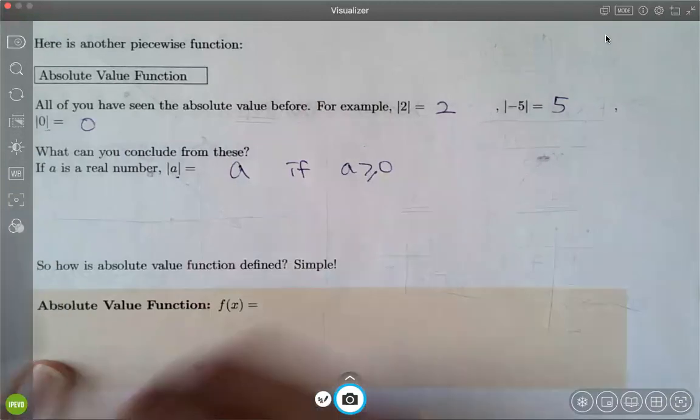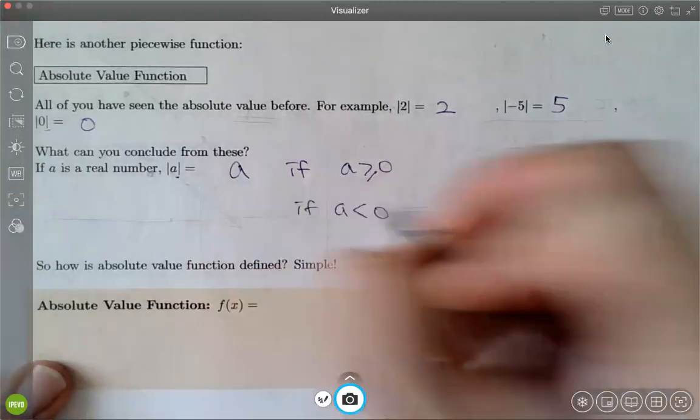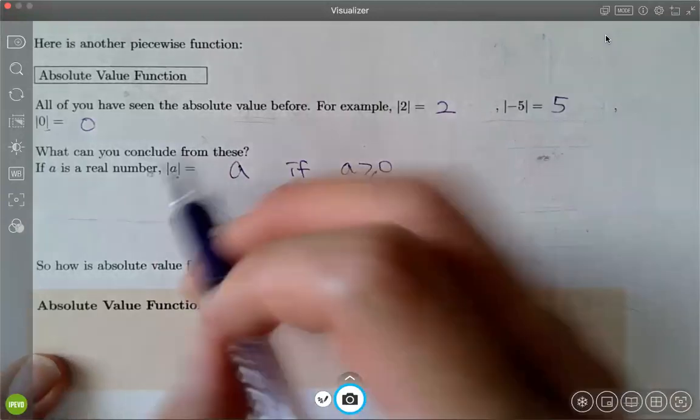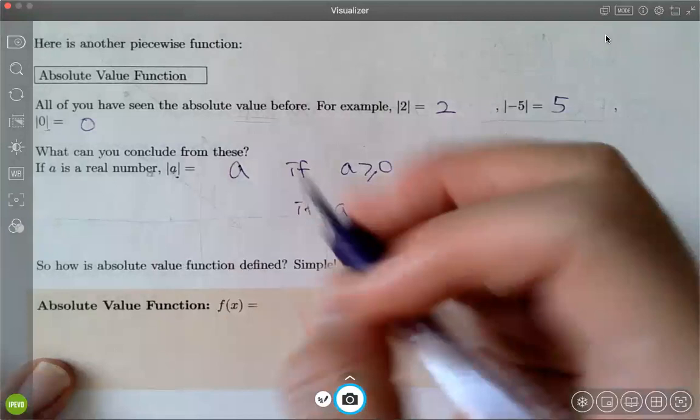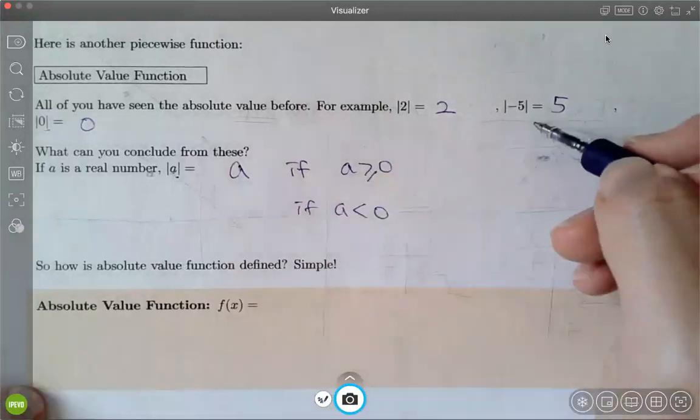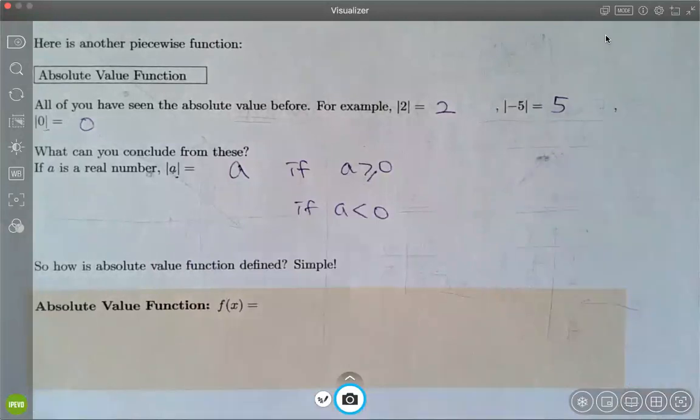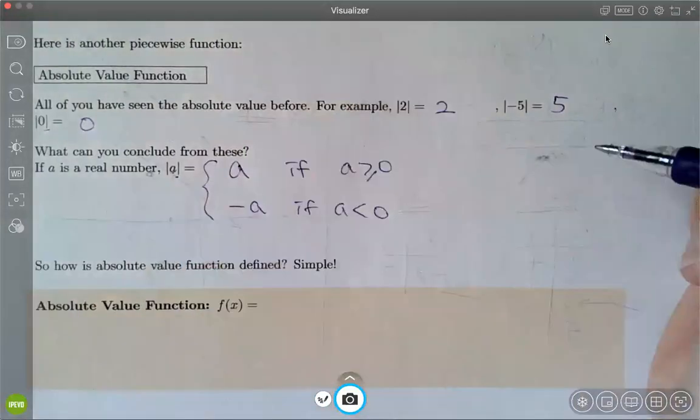Okay. Now, what happens when a is negative, when the inside number is negative? So, for example, absolute value of -5 is equal to 5. So the question is, how do you get 5 from -5? Don't say add 10. There's no addition here. How do you get 5 from -5? Multiplied by -1, which is equal to negative a, yes. Okay, so now, that's the definition of the absolute value.